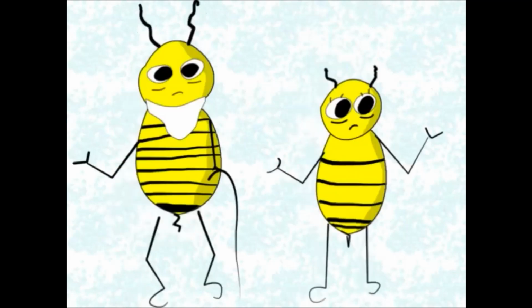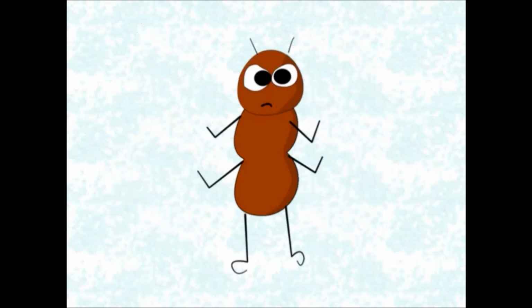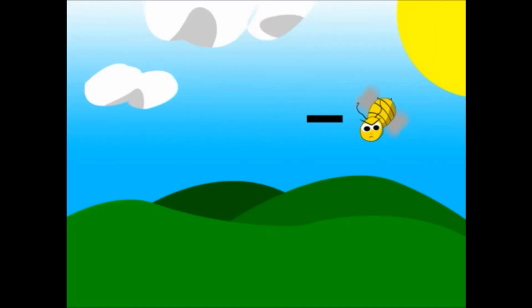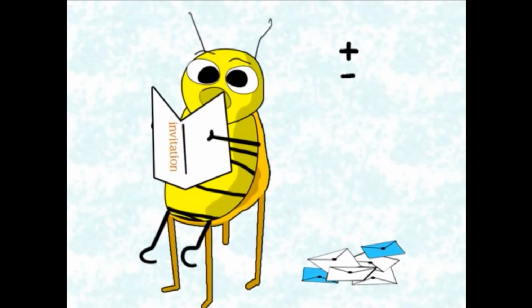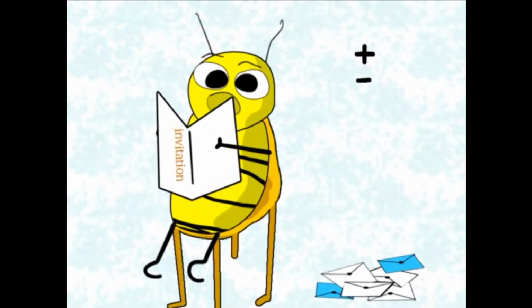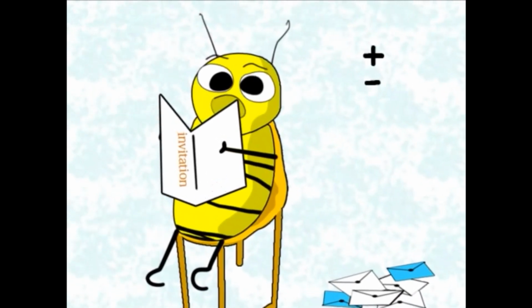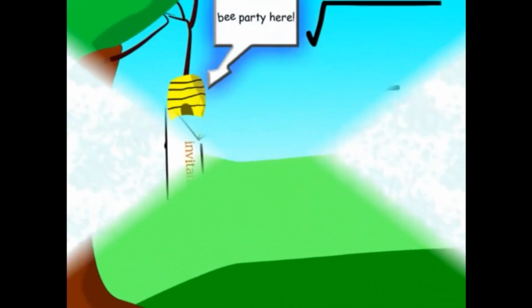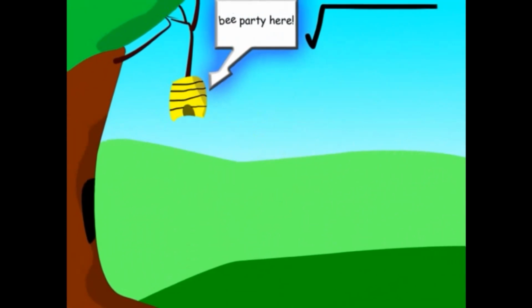Even his best friend wondered why he was always so negative. Perhaps he was just born that way, but it was as if a negative sign followed him wherever he flew. One day, the little negative bee's negativity became a bit more positive. He found out, to his great surprise, that he had been invited to the annual Bee Festival's radical party. This would be the most radical bee party of all time, and he was invited.